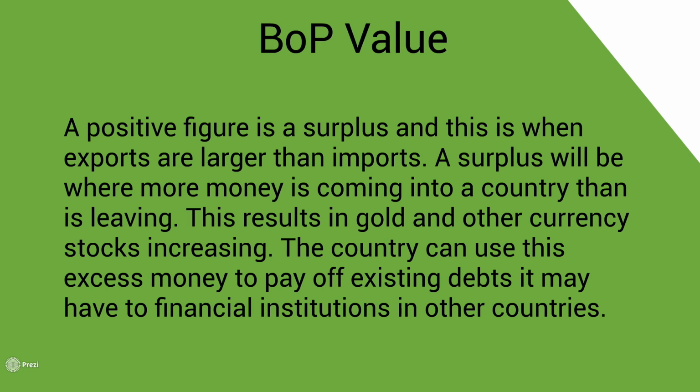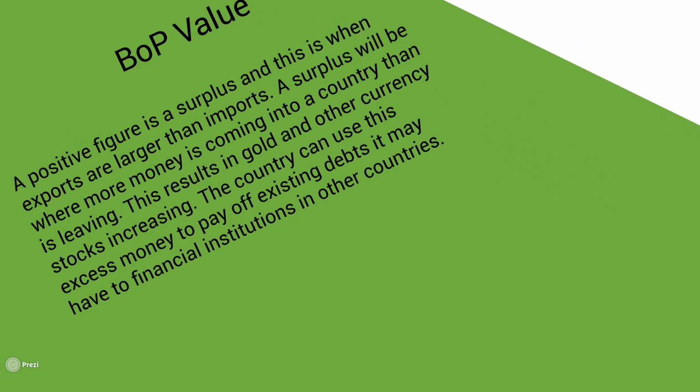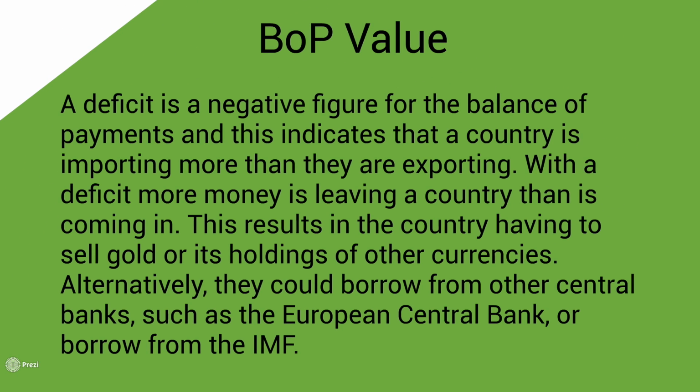The country can then use this excess money to pay off existing debts it may have to financial institutions in another country. A deficit is a negative figure for the balance of payments, and this indicates that a country is importing more than they are exporting. With a deficit, more money is leaving a country than is coming in. This results in the country having to sell gold or its holdings of other currencies. Alternatively, they could borrow from other central banks, such as the European Central Bank, or other organisations such as the IMF.